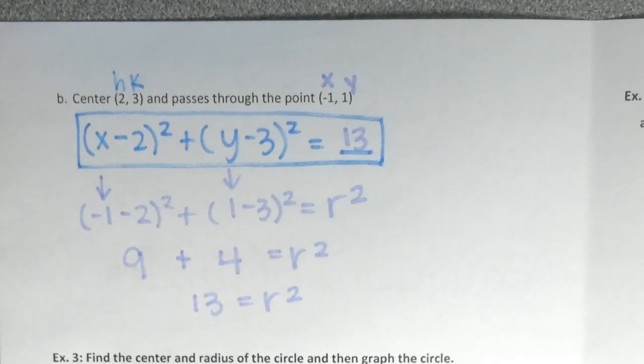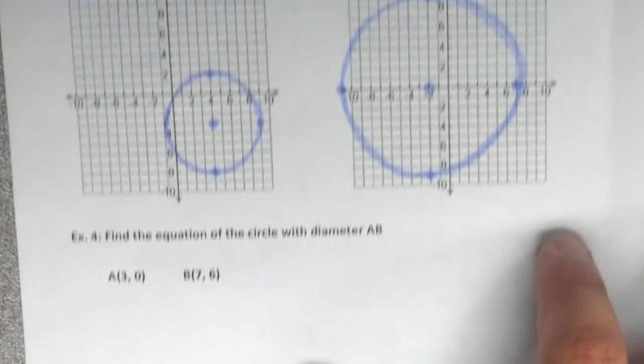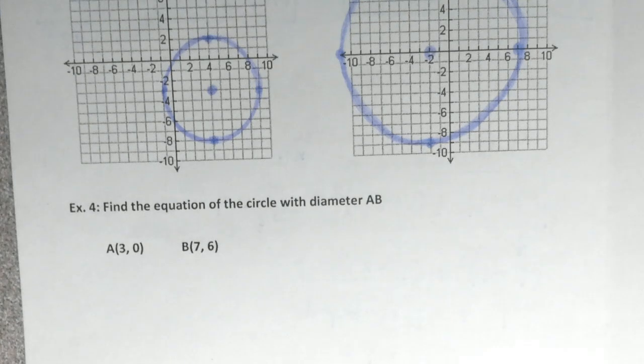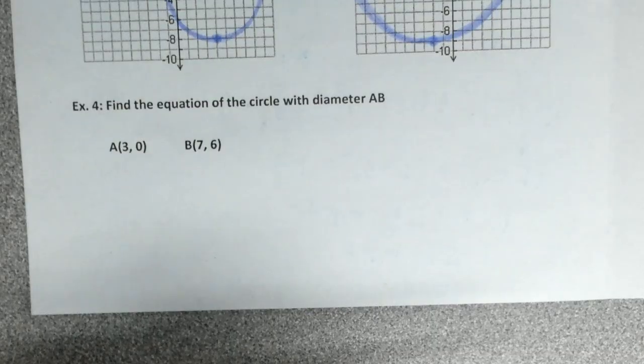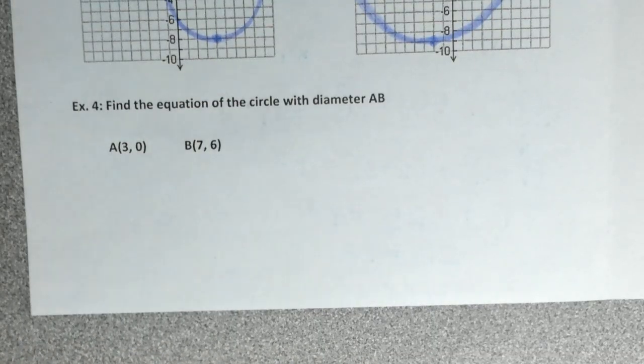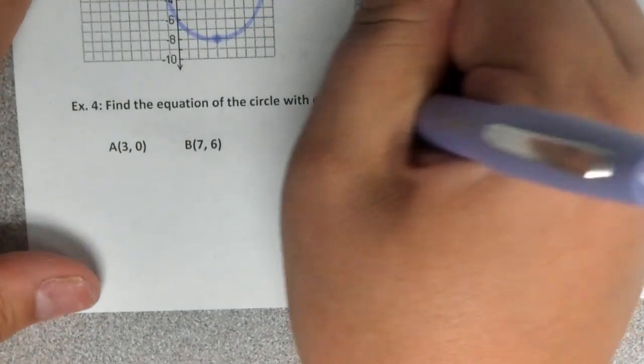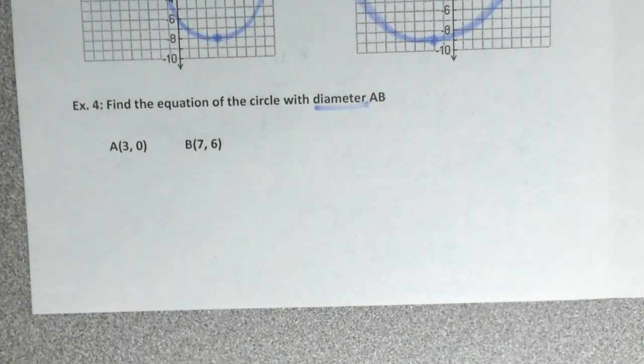Okay, I need everybody to pause because I know some of y'all are working on homework. I need you to pause and look up. We're going to do example 4 at the bottom. It is very similar to what we just did, but there's one extra step. I'm not giving you the center here. What am I giving you? 2 points. 2 points that create the diameter. They go through the center.